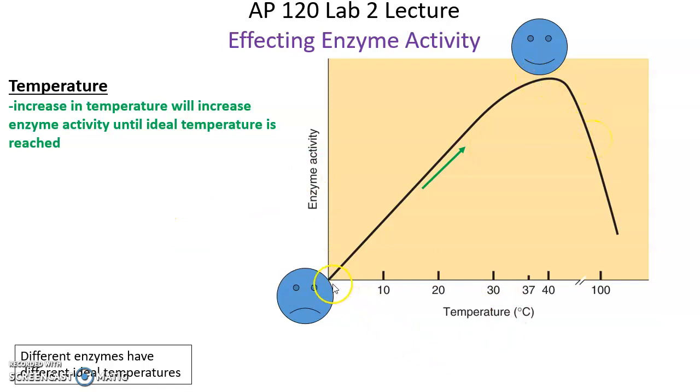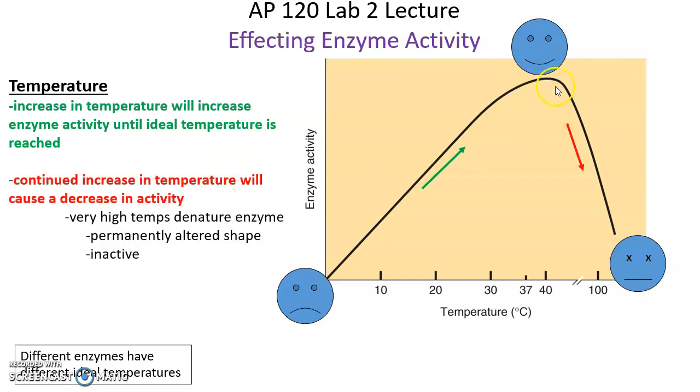As you increase the temperature, you will increase the activity of the enzyme until you reach the ideal temperature, which in humans is about 37 degrees Celsius. Then if you continue to increase the temperature, the enzyme activity will decrease. And if you take the temperature up high enough, you will denature the enzyme and it'll become inactive and no longer functional.